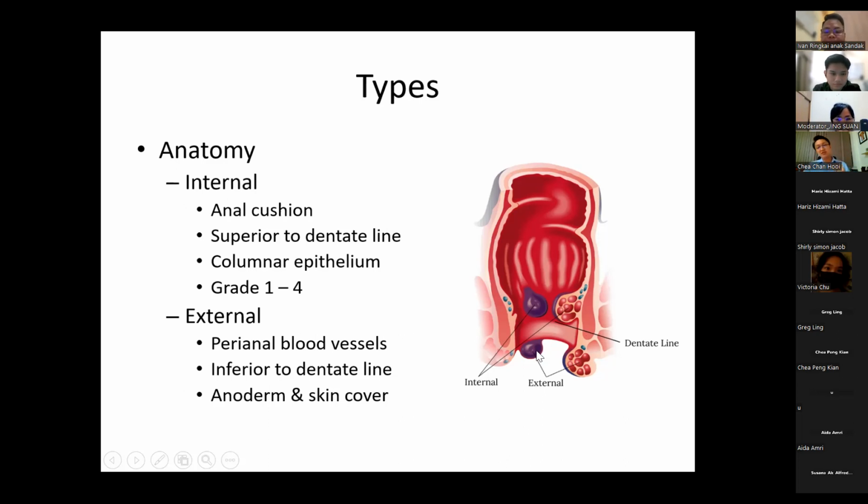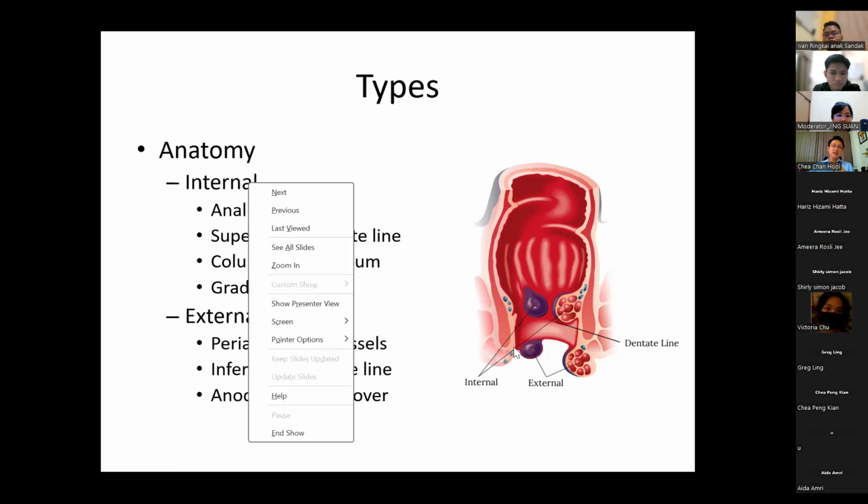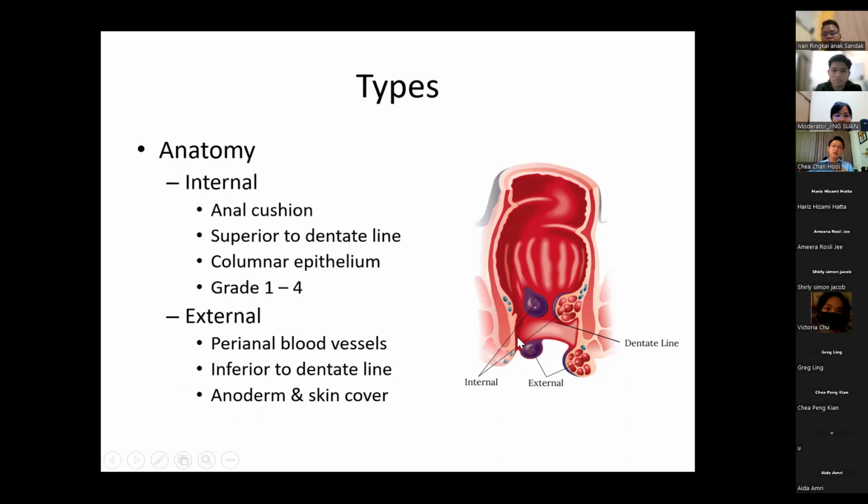This is important because columnar epithelium doesn't have much nerve endings, so in a sense, it doesn't cause much pain. As opposed to external hemorrhoids, if they were to be traumatized or we perform surgery below the dentate line, patients will have quite severe pain, because this skin cover is similar to our skin anywhere else, it has nerve endings.